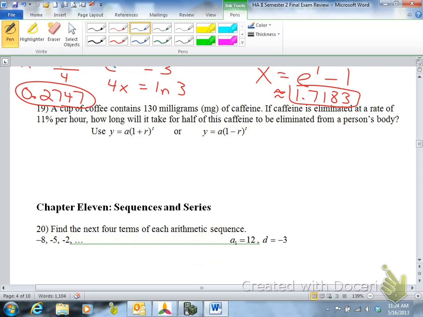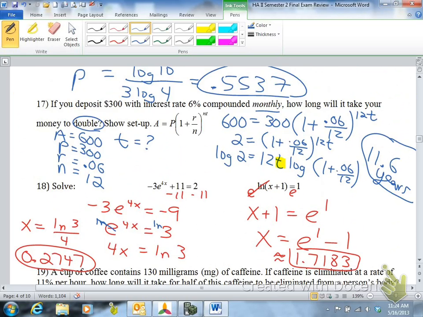A cup of coffee contains 130 milligrams of caffeine. Caffeine is eliminated at a rate of 11% per hour. How long will it take for half the caffeine to be eliminated from the person's body? I won't give you equations like this. I do give you the one that's this equation right here.